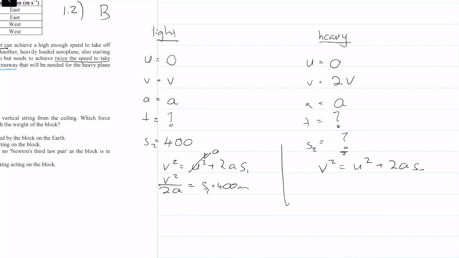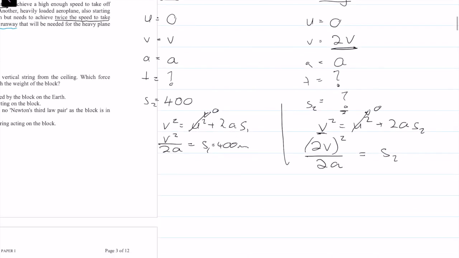Let's call them s1 and s2. Again, u is equal to 0 because it starts from rest. So we're left with v this time equal to 2v, so (2v) squared divided by 2a is equal to s2. If we multiply that out, we get that 2v squared over a is equal to s2. Now we need to compare s1 and s2, and I can see this immediately.